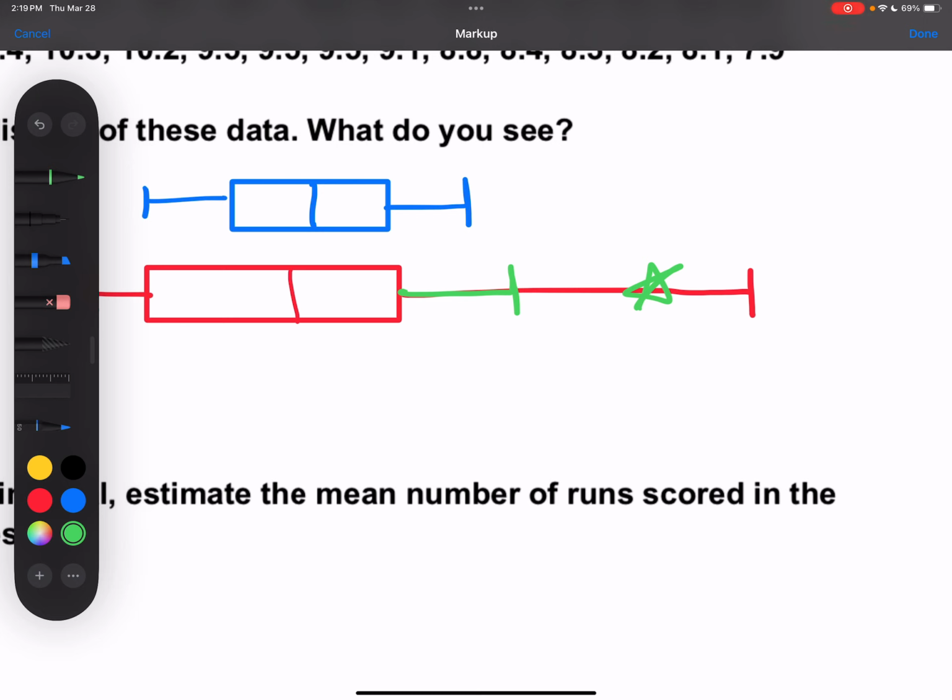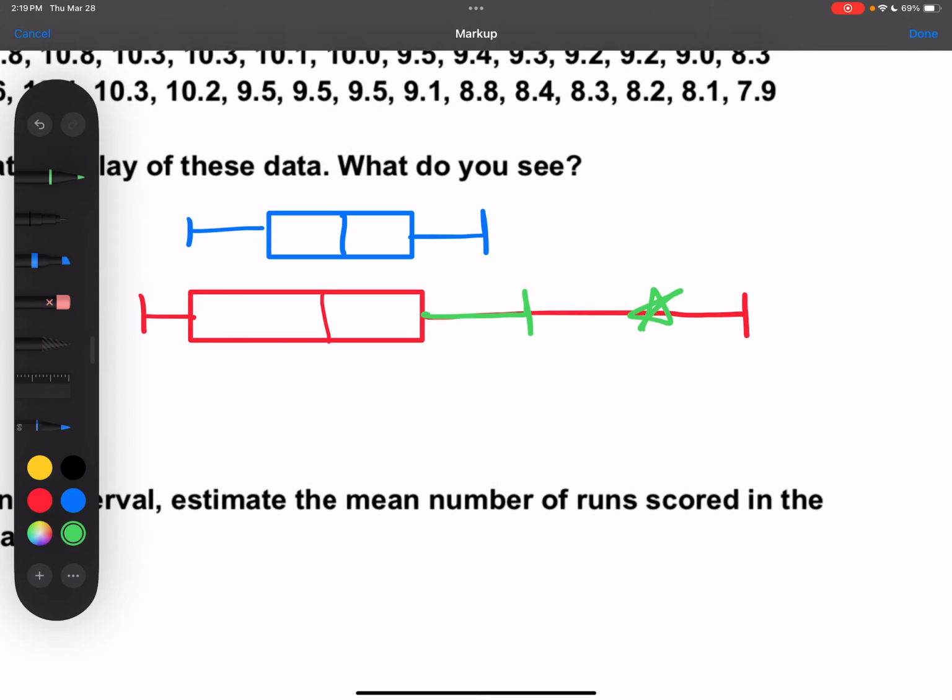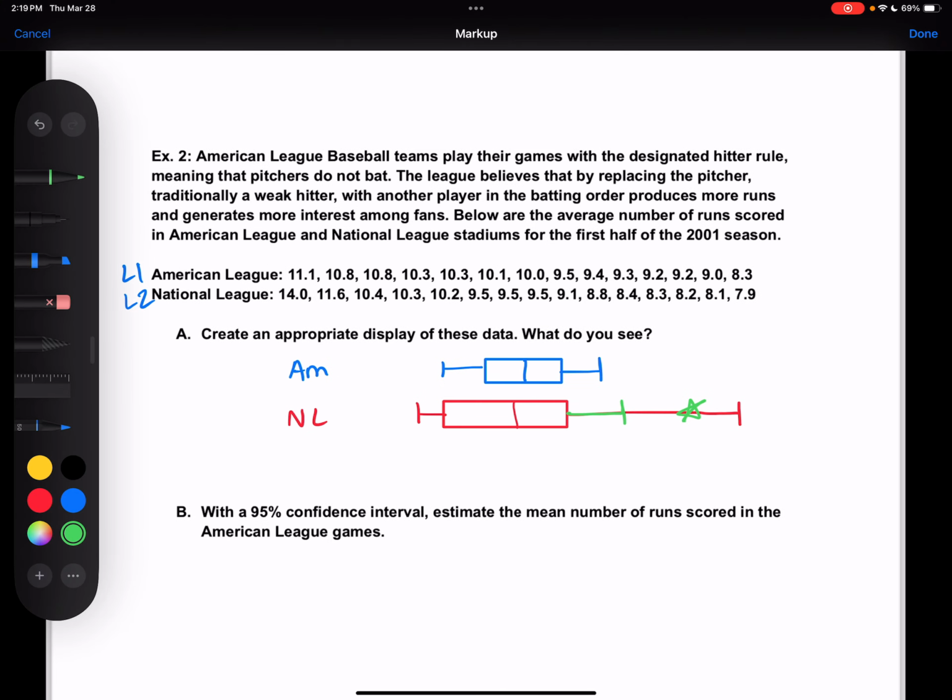So, the American League one, what does that one kind of look like? It's fine. Symmetric, kind of, yeah. Overall symmetric. Okay, obviously my picture's not great, but just a little skewed. Symmetric overall. You could say roughly symmetric.